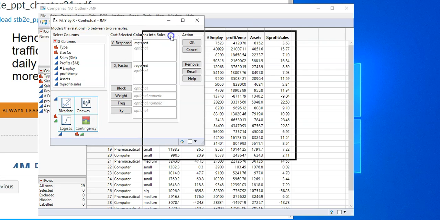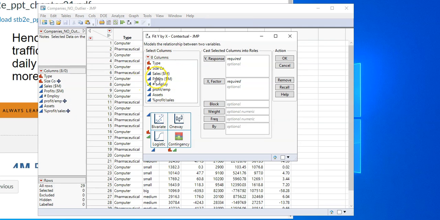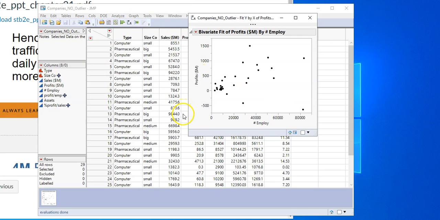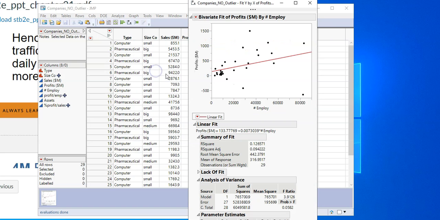So let's open, of course, in this case we have one IV and one DV, so Fit Y by X. Let's go for profit, and maybe number of employees. That's our example. We want to see the association of number of employees and profit. So click OK. Well, let's see what we can do here. Bivariate fit. Let's see the fit line here.